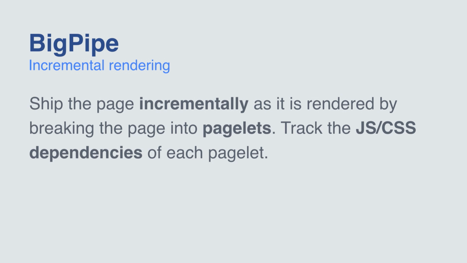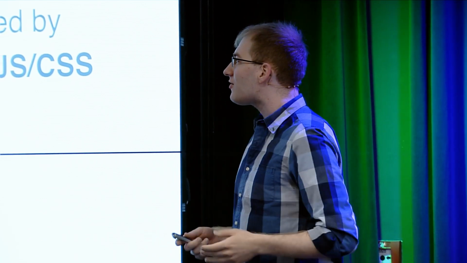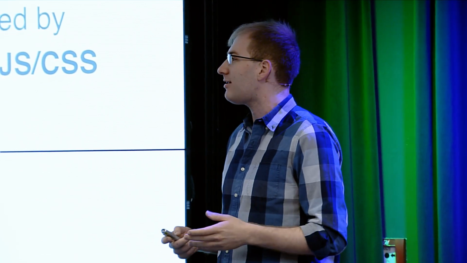And so the tool that we use to do this is called BigPipe. The idea of BigPipe is you're incrementally rendering parts of the page called Pagelets. Pagelets are things like the composer, where you enter a status update, a newsfeed story, chat, the navigation. Each one of those things is an independent part of the page. We track the JavaScript and CSS that it needs independently, and we're able to render them as they come in on the client.